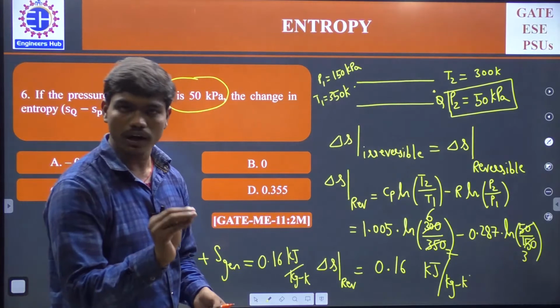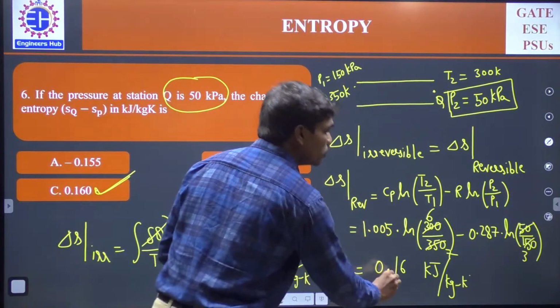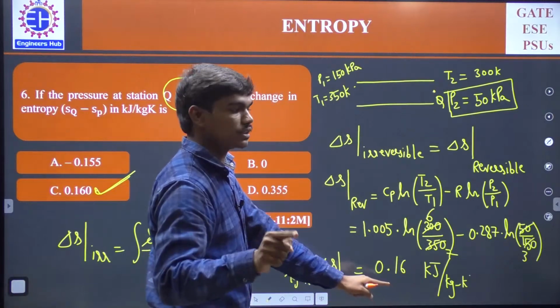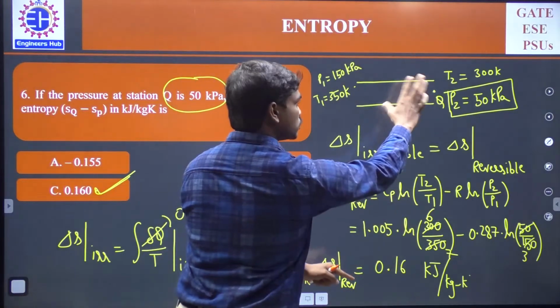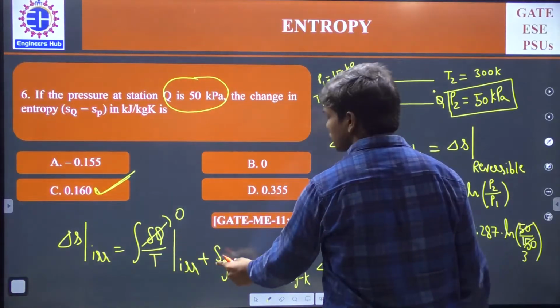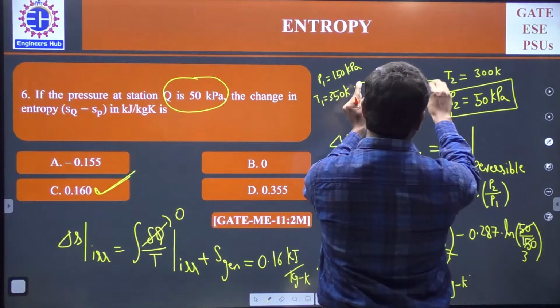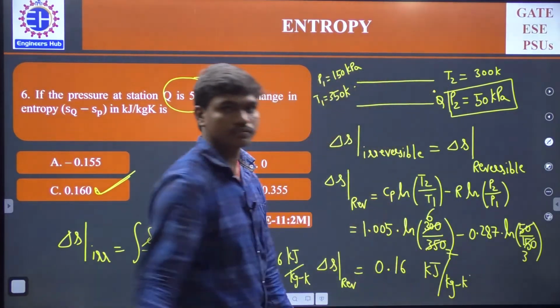Clear to all of you? Did you all understand this? Why is entropy increasing? Actually, you should get a positive value here. If you get a negative value, you should check your answers, because in the process there is no heat interaction to the system, which means this term is 0 plus S generation, and S generation is always positive, which means the total entropy change for the fluid should be positive. Understood?